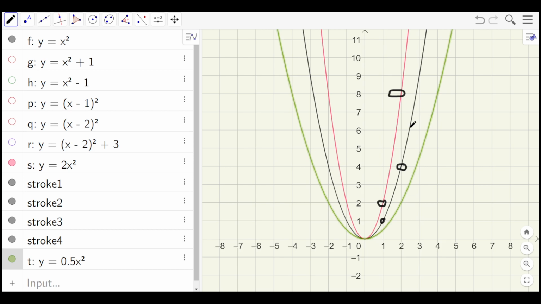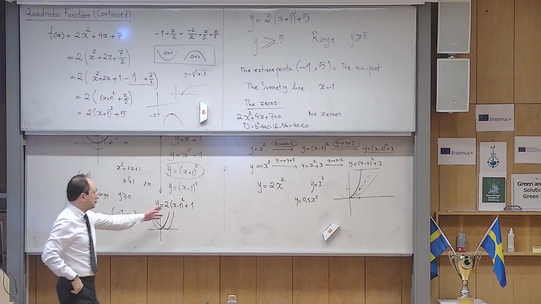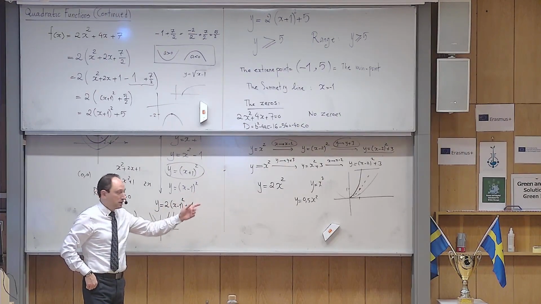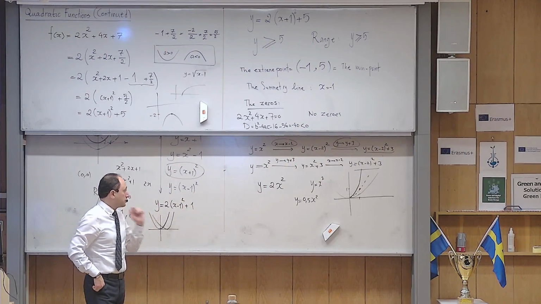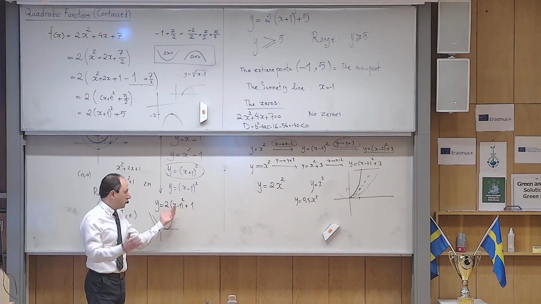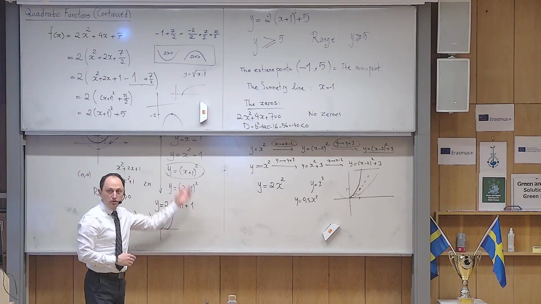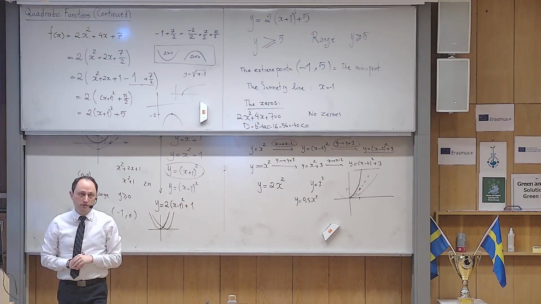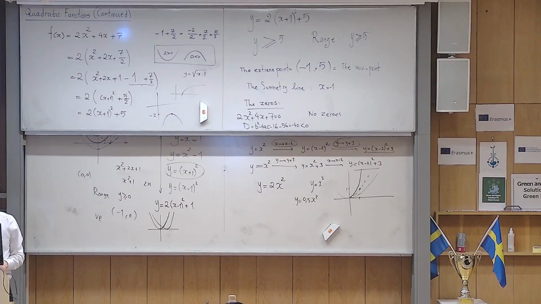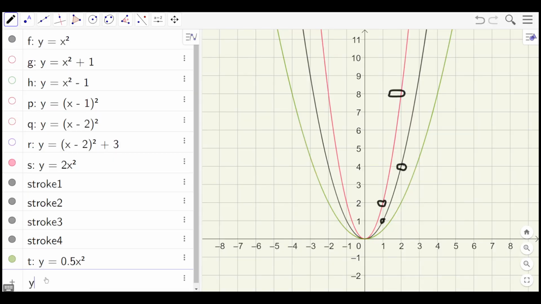Okay, if I want to combine all of it together, it will be a shift of 1 unit to the right, making it narrower by a factor of 2, and then shifting it upward by 1 unit. Yes? So let us just check that one as well. So I type this here: y equals 2 times (x minus 1) to the power of 2, and then plus 1.